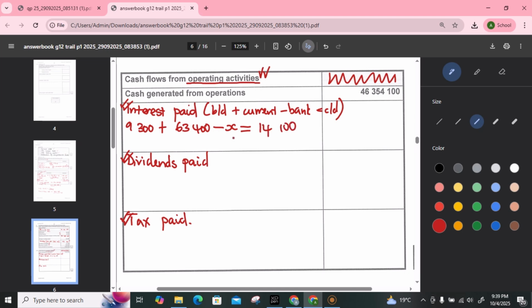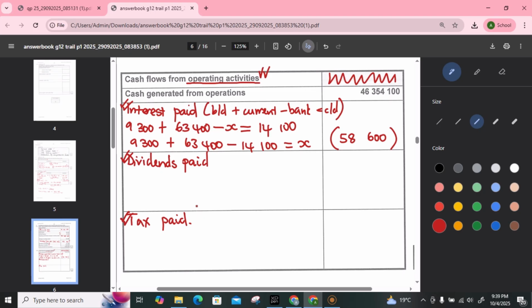So we need to rearrange here. It will be easier if we take X to the other side. So if we rearrange, it is 9,300 plus 63,400, and this one will change when you cross the equal sign to be minus 14,100, which is equals to X. If we put that to our calculators, the final amount, it is 58,600. Because this one is straightforward, it is interest paid, we know this one becomes an outflow.